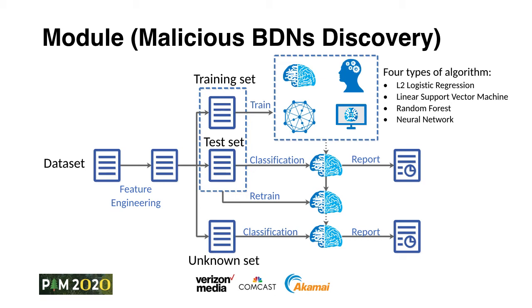We trained 4 types of classifiers: L2 logistic regression, linear SVM, random forest, and neural network. We picked the best one as the classifier of our system. Before evaluating on unknown set, the classifier was retrained on the whole dataset.